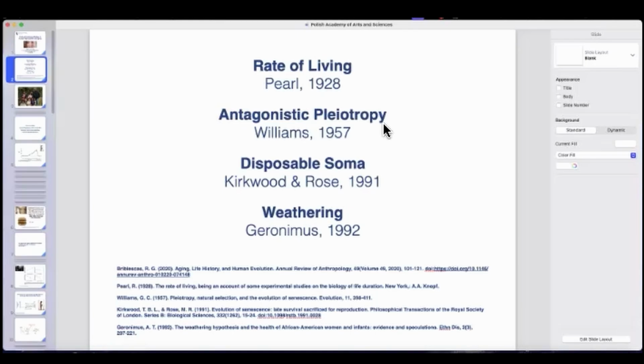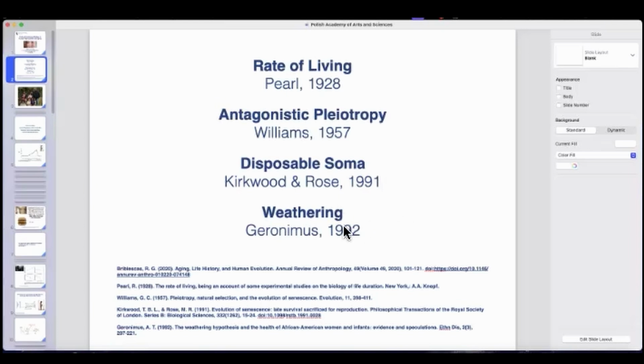And then fast forwarding down to the disposable soma theory, we could talk all day about the disposable soma hypothesis, but in general, it states that reproductive effort, how much time and energy goes into reproduction, can affect the rate of aging in organisms and how fast they degrade.